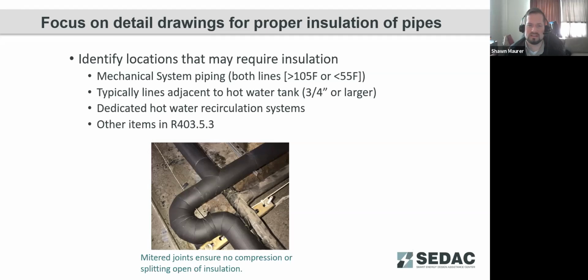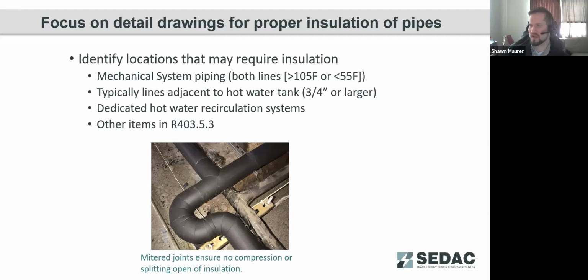But one of the things we see is that even though insulation notes are on the plans, where you've got joints or elbows or bends in that piping insulation, it would be helpful to see details on proper installation of that insulation so that it isn't going to degrade over time. An example picture shown here of mitered joints on some EPDM foam insulation is that typical wraparound and kind of tacked together with a glued seam pipe insulation.